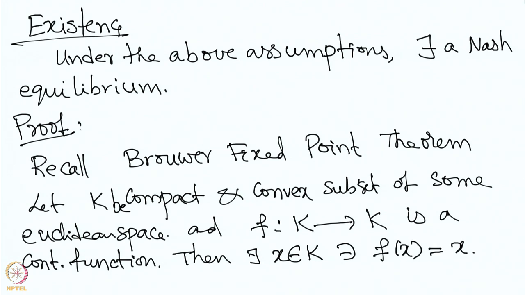Such a point x is known as a fixed point, and the Brouwer fixed point theorem is a very, very important result. Of course, this Brouwer fixed point theorem assumes K to be a compact and convex subset of some Euclidean space. It is a finite dimensional result. In infinite dimensions, analogous results do exist. Let us not worry about them. So, now let us go to the proof.